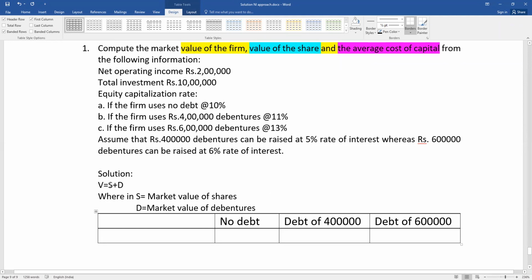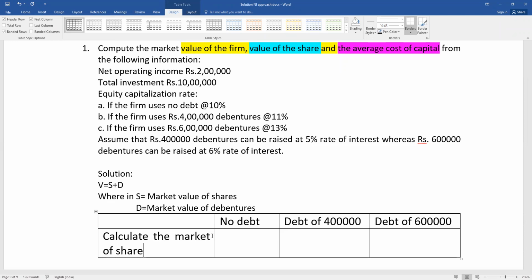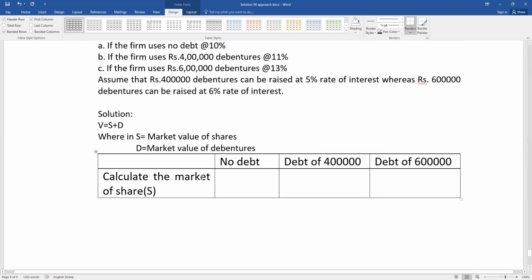So we know the value of the firm is to be calculated with the market value of the share and market value of the debenture. So to calculate the value of the firm, you require market value of the share. So first we are going to calculate the market value of the share. Why? Because the market value of share is not given, whereas the market value of debentures are given. So let us calculate the market value of the share.